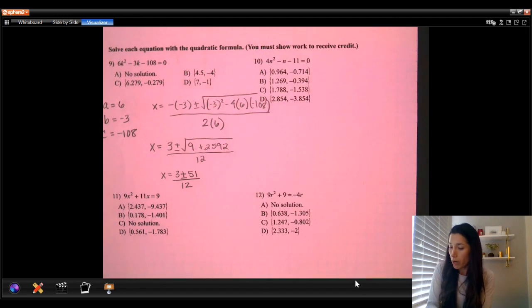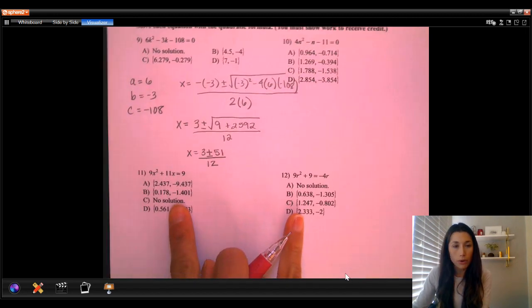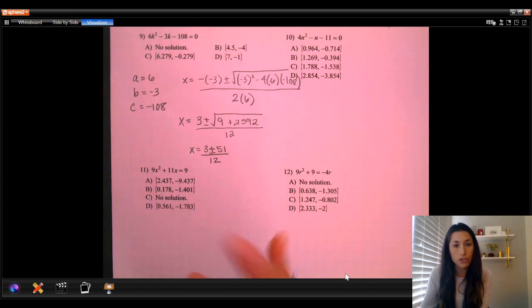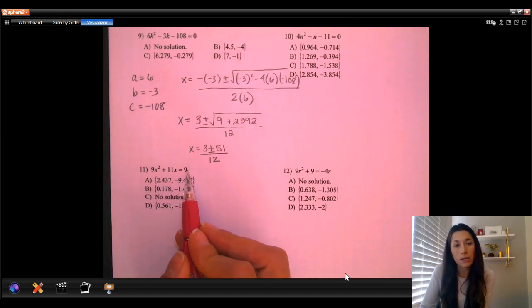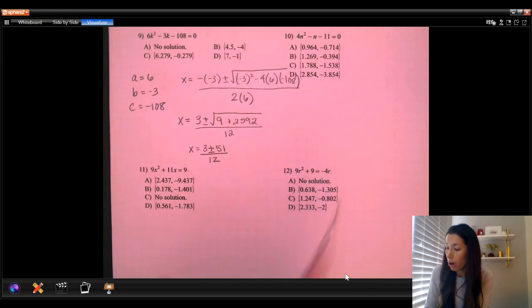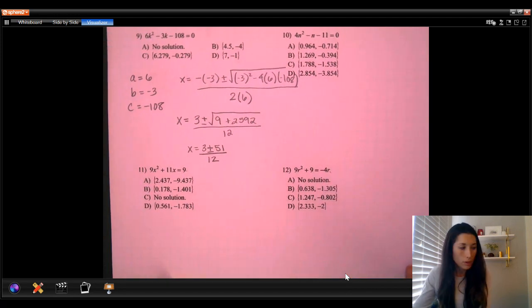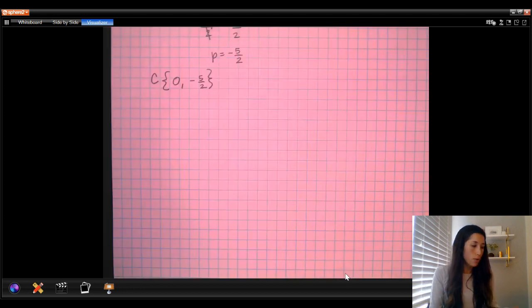Okay, now on questions 11 and 12, before you identify A, B, and C, make sure every term is on the left side set equal to 0. So you're going to want to subtract 9 on both sides first here. And then on this question, you're going to want to add 4r to both sides as well. Okay, great.